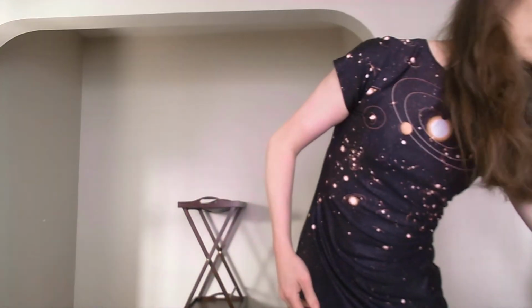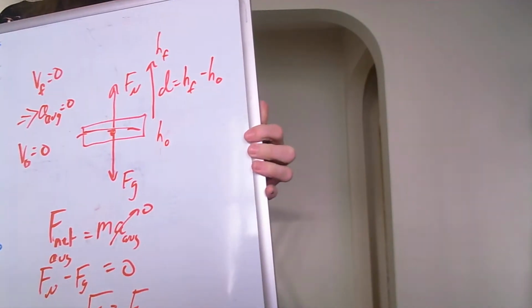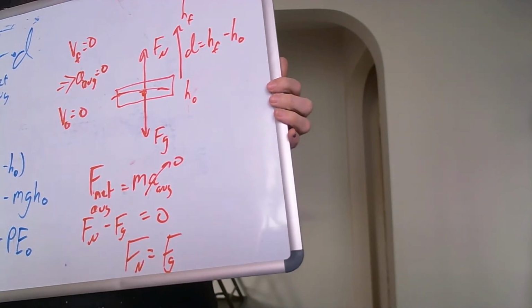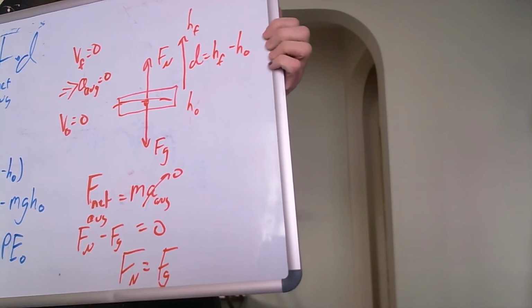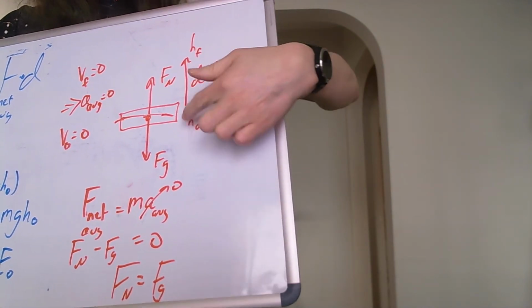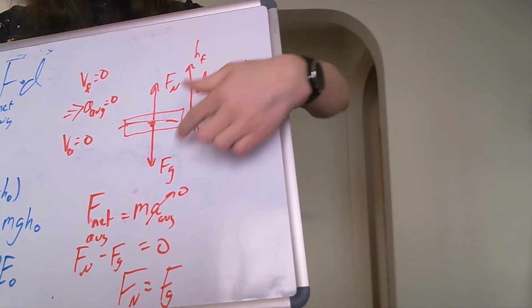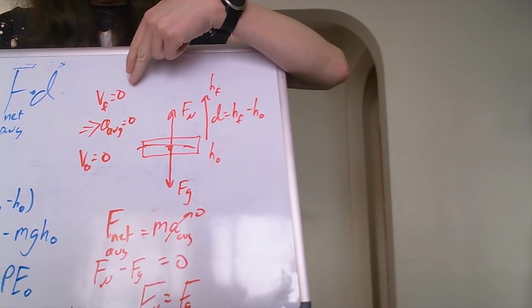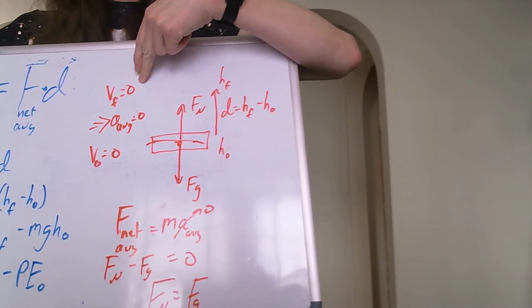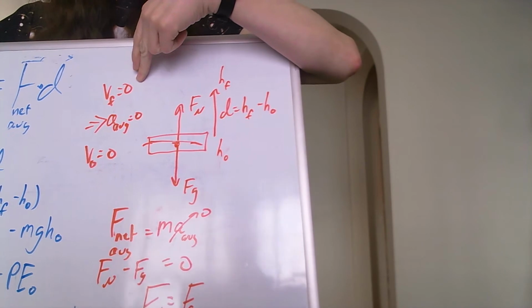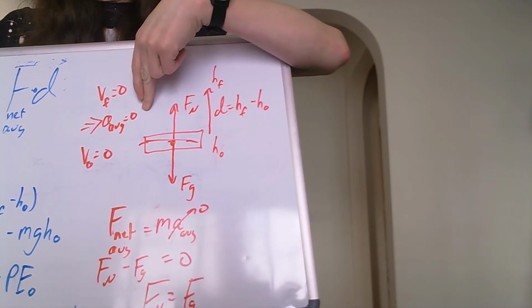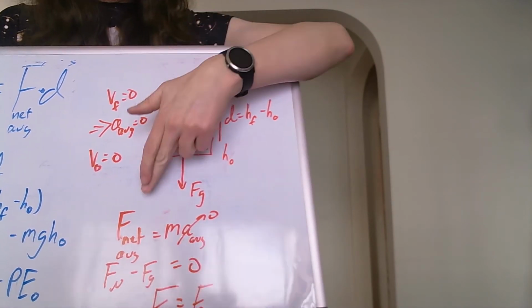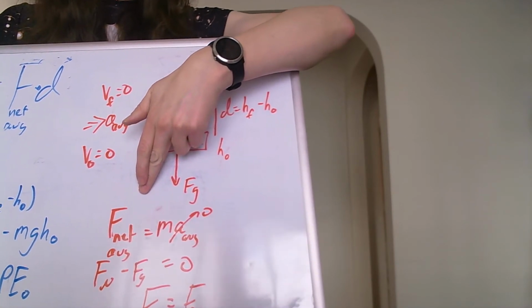So one way to take a look at this here, we have on the book our forces, the normal force up, the weight down. We start at rest, and we end at rest. So even though we sped up to get it moving, and we had to slow down to get it to stop, our average acceleration winds up being 0, which makes our net force on it 0.